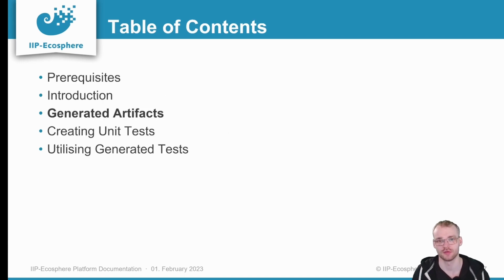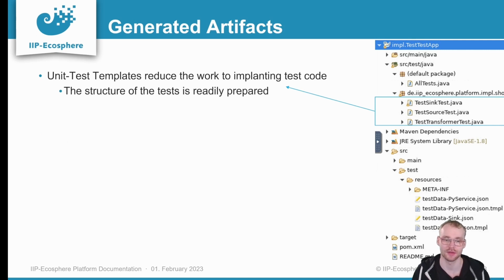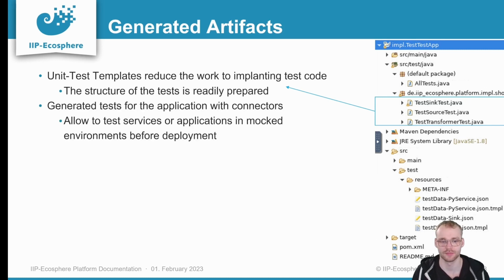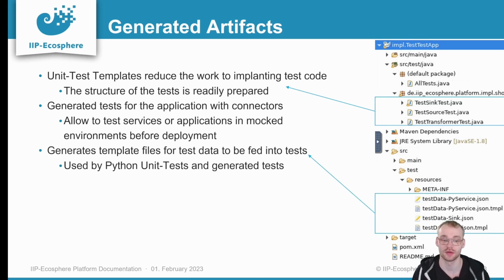Let's go over what's actually generated for the testing. First, for the unit tests, we have generated templates that reduce the work of implementing the test code. The structure of the test is already prepared, so you don't need to deal with, for example, the before and after conditions of testing. This is given in these files. Further, you have generated tests. This would be the next level, where you have the application with connectors, and you have the generated template files. As you probably noticed, you don't see the generated tests for the connectors in here. They cannot be seen in this project. They don't appear in this project as they are not meant to be edited anyways.